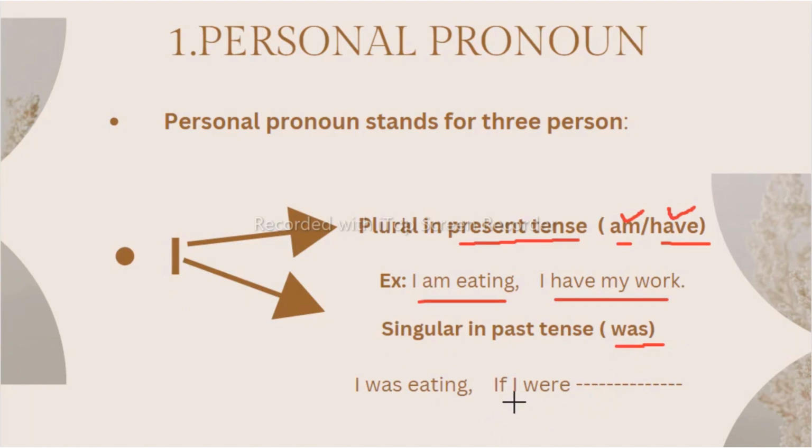Of course, we use "was" along with this "I", but when we are using a conditional statement, at that time we have to use "were". If I were a butterfly, like that. So remember, students, this thing: if we are using the term "I" in the present tense, we have to use the verbs "am" and "have". And if we are using the term "I" in the past tense, we have to use the singular verb which is "was". Like I was eating, I was going. And for "you", we'll see later.